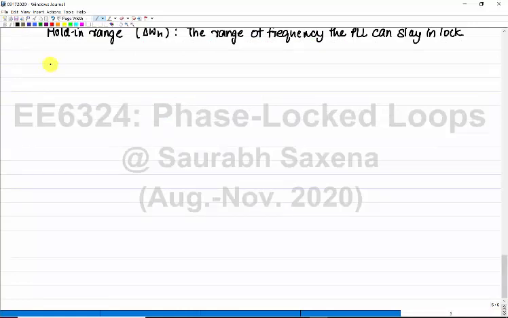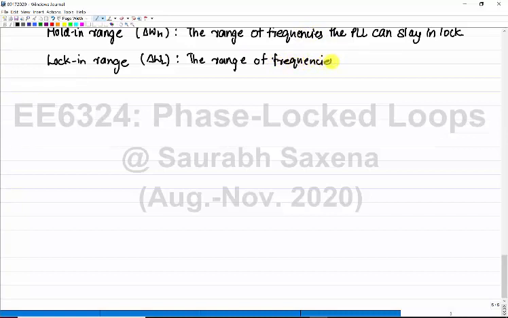Then the other range, all these are acquisition ranges, is called the lock-in range. What is this lock-in range? Lock-in range is the range of frequencies to which the PLL locks without any cycle slipping. I'll explain what cycle slipping means. So this is the range of frequencies the PLL locks without cycle slipping.